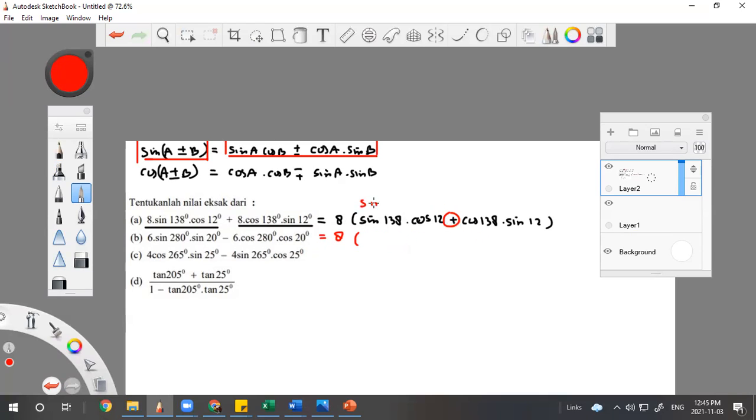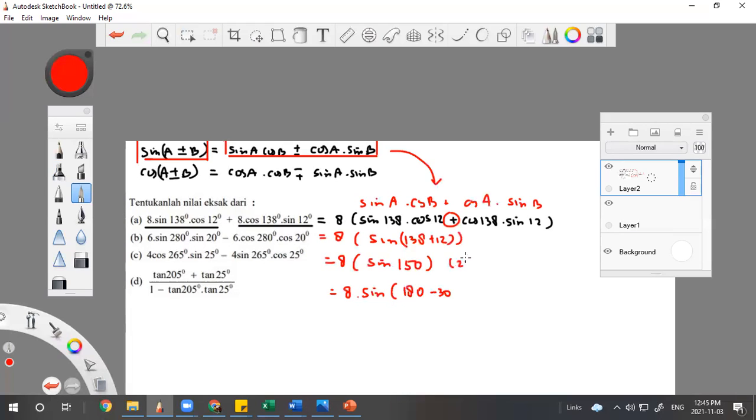Kan ini. Ini sin A cos B plus cos A sin B. Sama kan sama ini? Ya udah sin A plus B. Udah. Berarti 8 dikali sin 150. Nah, 150 berapa guys? 150 lu bisa cari. 150 itu yang kuadran 2 ya. Ingat kan? Second quadrant, the value of sin is, ingat-ingat nih, all sin tan cos.